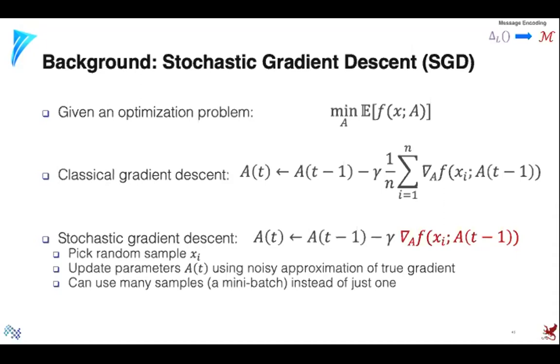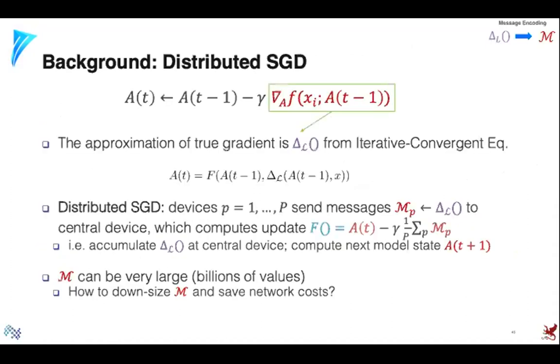Typically, we don't use that form of SGD. We instead use mini-batch SGD, which replaces the single sample with several samples, typically tens up to thousands in most deep learning applications. So now, the stochastic estimate is just the update function delta in our notation.